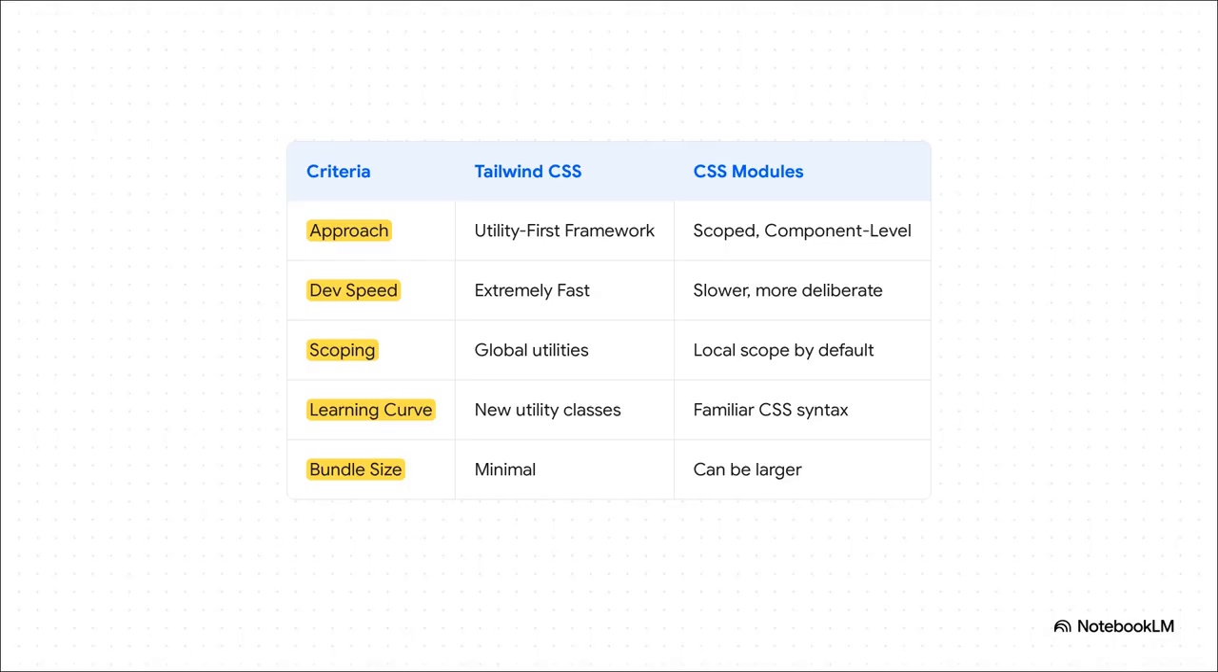Let's put these two side by side for a second. What's so interesting here is just how different their core ideas are. Tailwind is all about speed and keeping everything in one place, using global utilities that you apply locally. CSS Modules, on the other hand, puts safety and predictability first with that strict local scope. You can see the trade-offs right here. It's basically development speed versus style encapsulation.